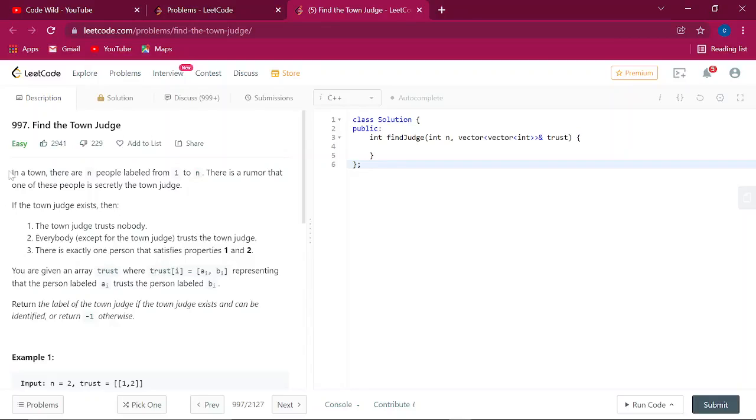Today in this video we are going to discuss a question called find the town judge. It's basically a similar question in LeetCode. Before starting the question, I want you to read the question once. I hope you have read the question.